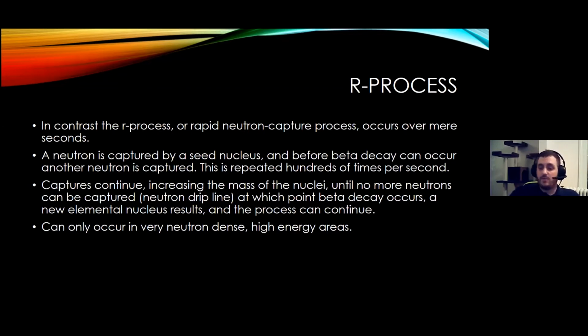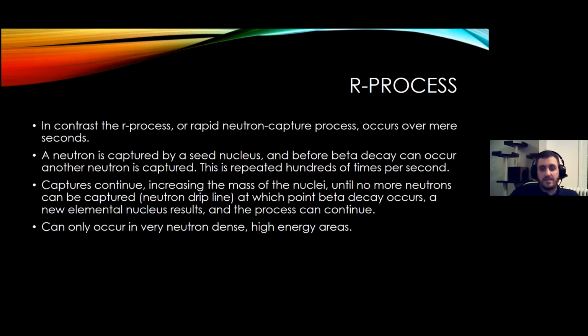We call that the neutron drip line. That is the point where no more neutrons are able to be captured, and since it can't capture any more, there is time now for beta decay to occur. It will create that new elemental nucleus, and it can start capturing neutrons again, and it will, very rapidly. The same process will continue.